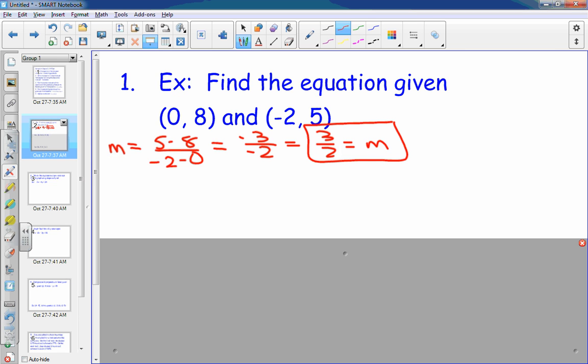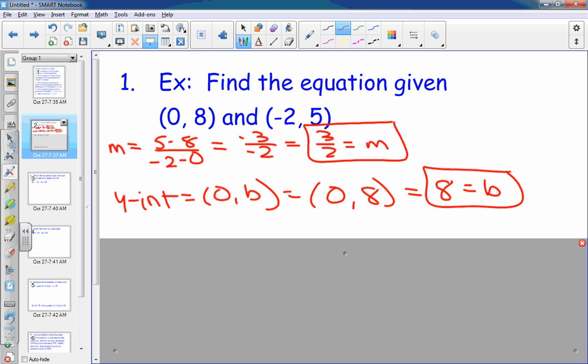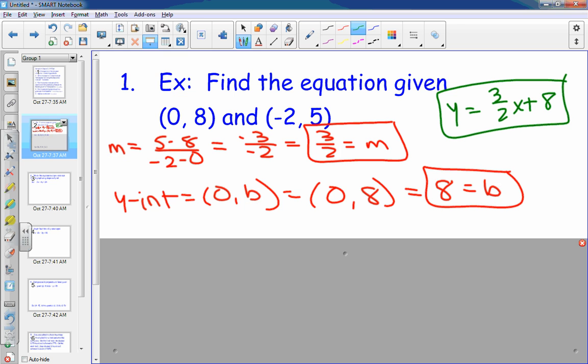Okay, so now, after I find my slope, what do I need to find? Your y-intercept. Well, tell me this. What is the form of the y-intercept? 0, b, right? Look at your ordered pairs. Do I have a y-intercept already? I do. My y-intercept is given. I don't need to find it because my y-intercept is the point 0, b, which happens to be 0, 8. So that means 8 is equal to b. So what's my equation that I'm looking for? y equals 3 over 2 x plus 8.